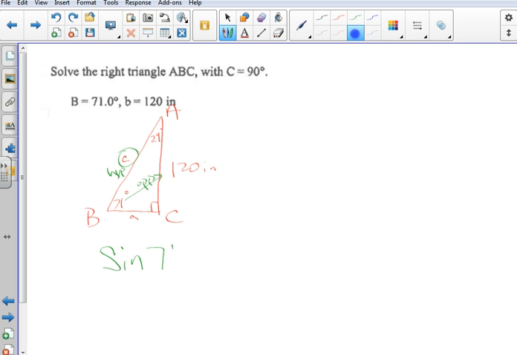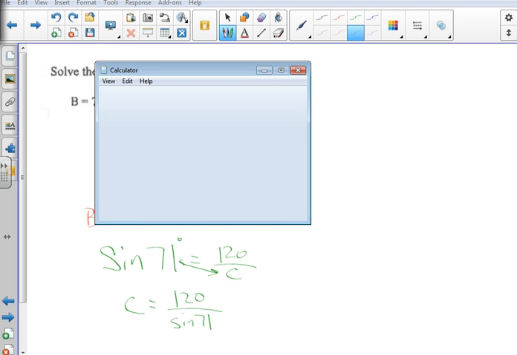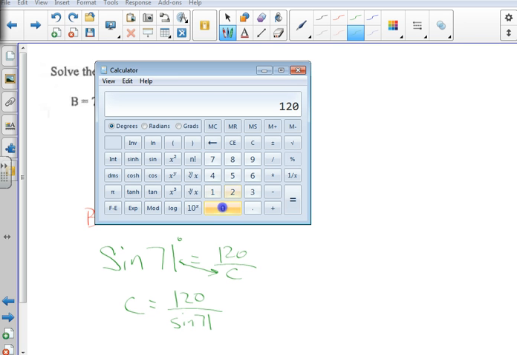So the sine of our 71 degree angle is equal to the opposite, 120, over the hypotenuse, which is the C I'm looking for. Remember, we can just switch these two. It's perfectly legal algebraically. 120 divided by sine of 71. So 126.9 sounds good to me.